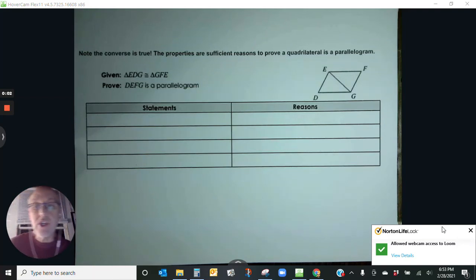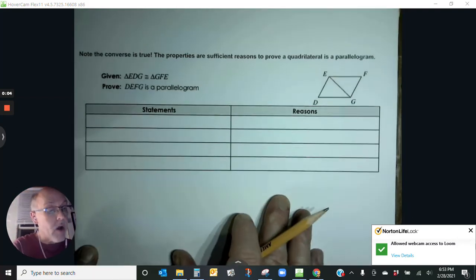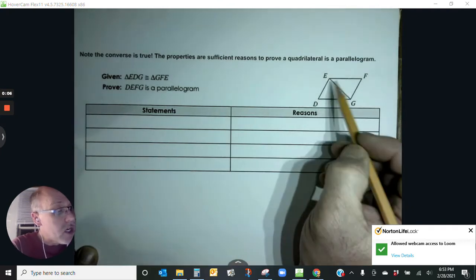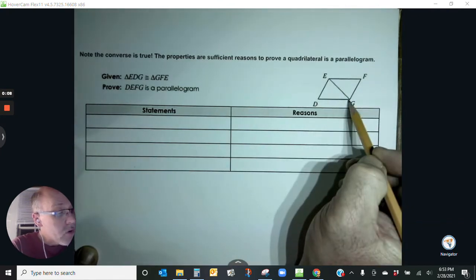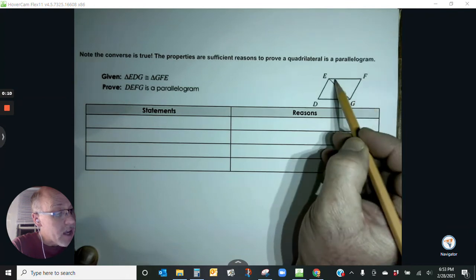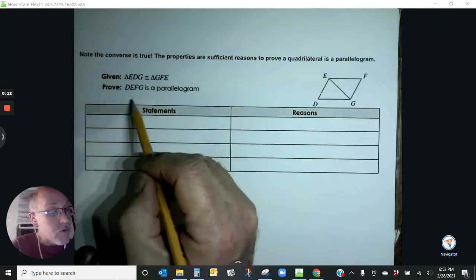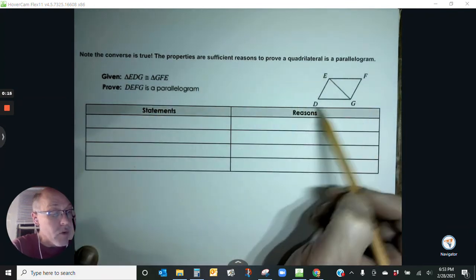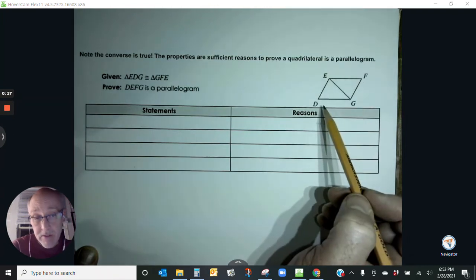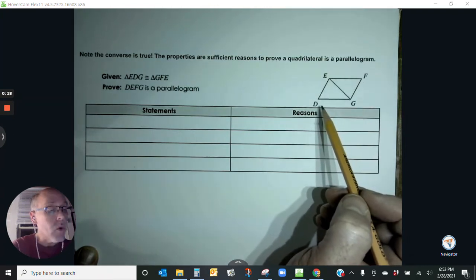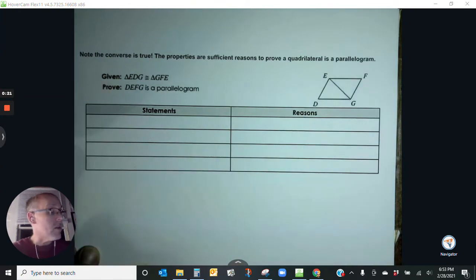So in this situation here, we're given that triangle EDG is congruent to GFE, and we're asked to prove that this is a parallelogram. So we're not told it's a parallelogram. We can see it's a quadrilateral, but we're not told. And so it's important to look at the note up top here.